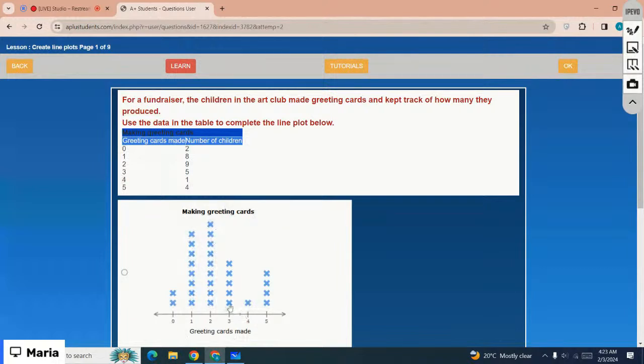For 3, that is 5. 1, 2, 3, 4, 5. For 4, that is 1. For 5, that is 4. Option number 1 is the correct option. Got it? Option number 1 is the correct option.